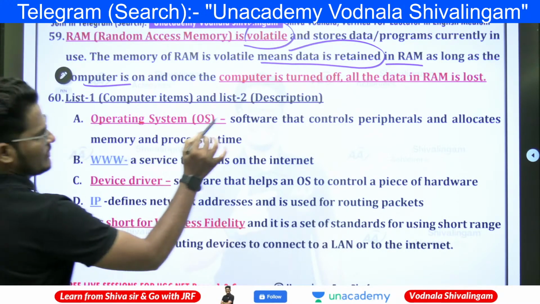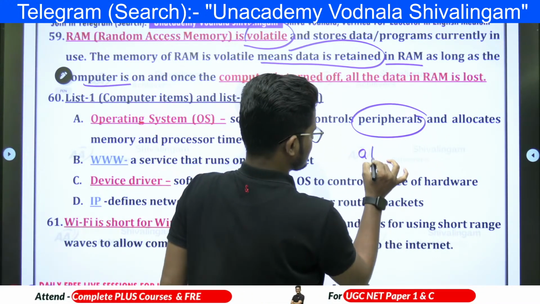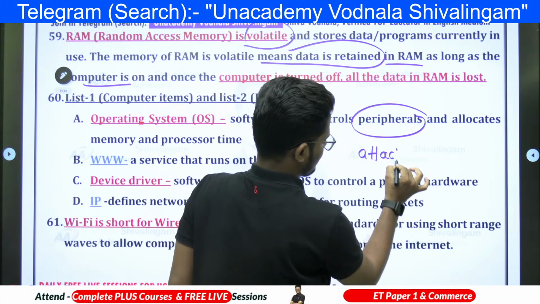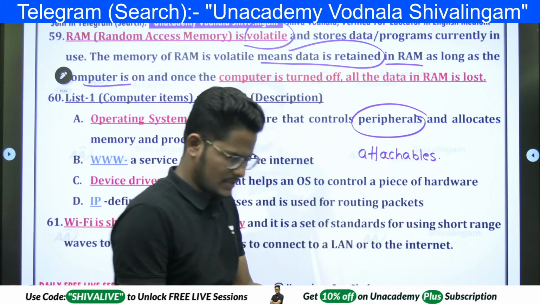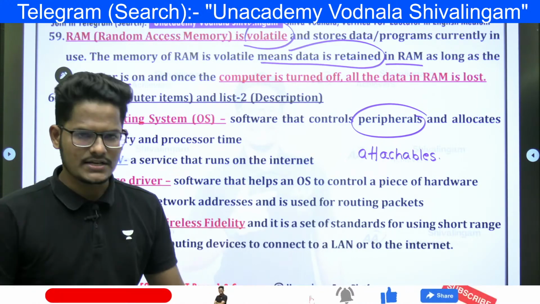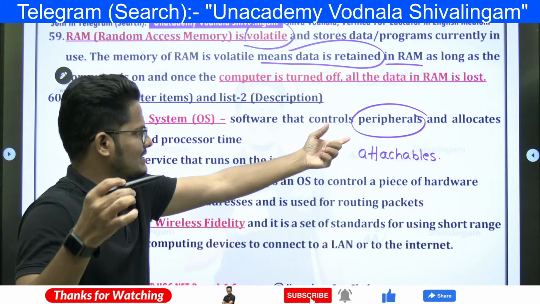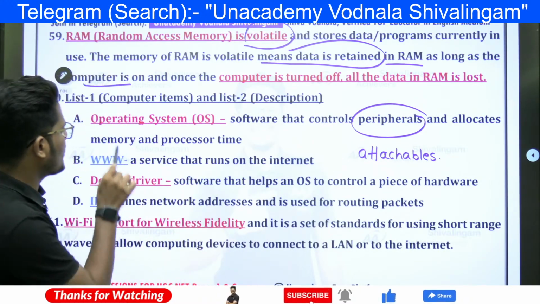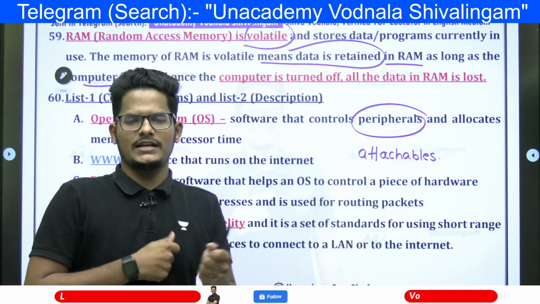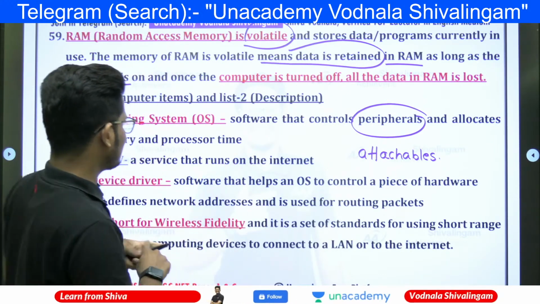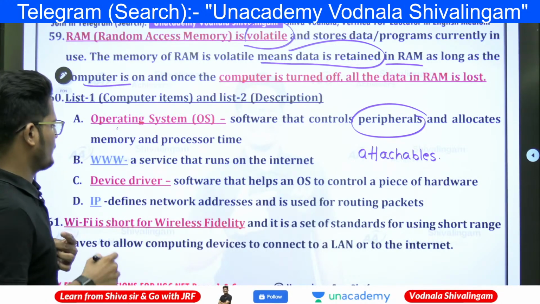Operating system: software that controls a peripheral. Peripherals are nothing but the attachables: the keyboard, the camera, and everything which is connected to the CPU, every cable. The operating system controls everything that is connected to the computer, because the entire heart is the operating system only. With this only the computer will go on and off.